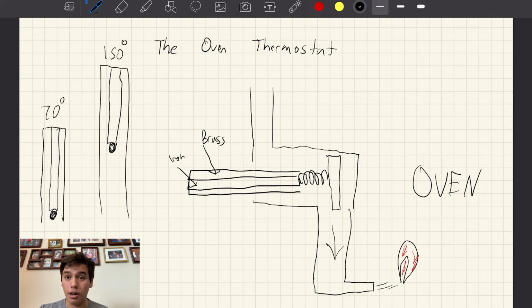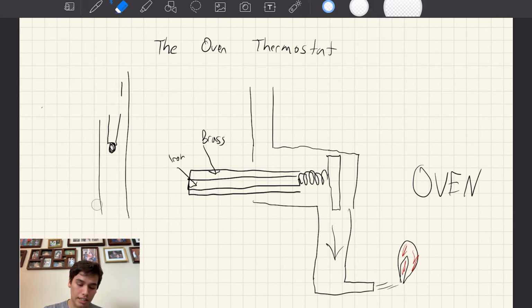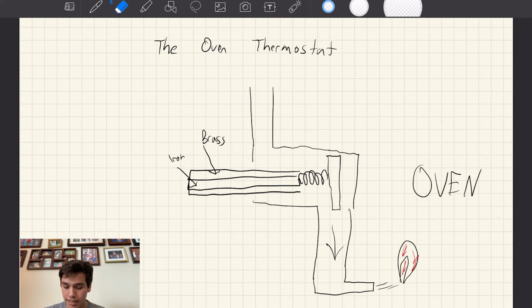So see, the iron bar will be able to pull. It won't expand at the same rate that the brass is. So it's able to pull something up, for example. This is like if we were doing a vertical thing. So essentially what's going on here is we've got this piece of iron and brass, and the iron is connected to this screw, which is the thing that regulates how much temperature there is.